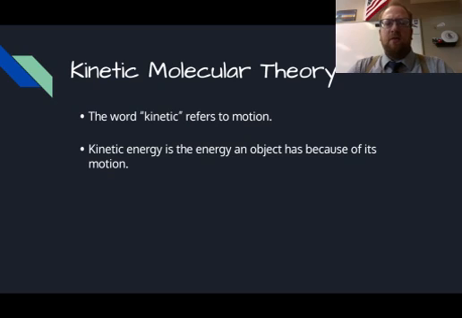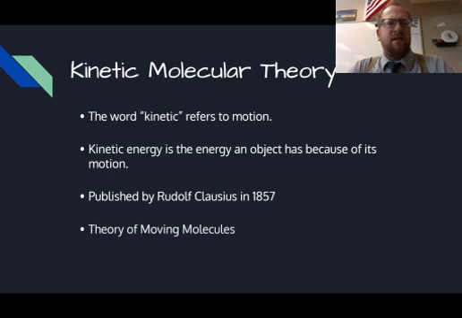This theory was first published by Rudolf Clausius in 1857, so it's been a while, and understanding this theory has helped us understand, again, how and why matter behaves the way it does. You'll also see this theory sometimes called the theory of moving molecules, which makes sense since kinetic means motion and molecules. Okay, so we're talking about the motion of molecules, the motion of atoms.